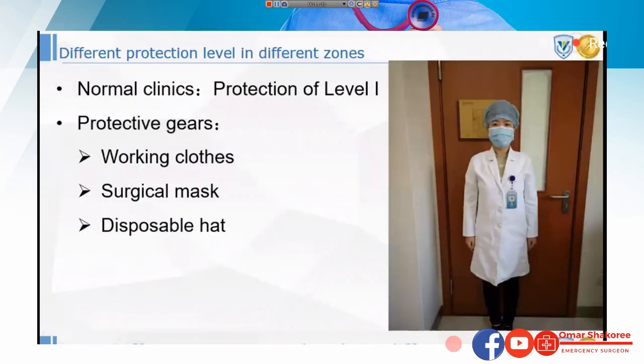So let's see each level. Now the protection of level 1. Level 1 protection is used for normal clinic. They use only working clothes with a surgical mask and disposable hat. Surgical mask and disposable hat with normal working clothing. This is used for normal clinics and the normal consultation ward.